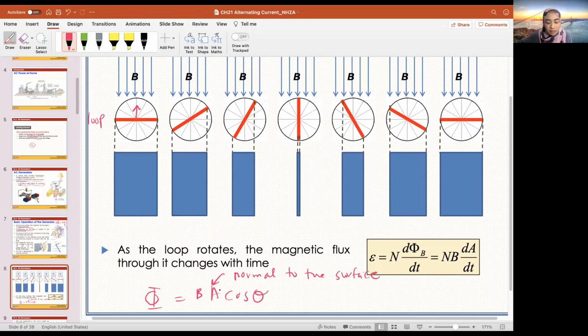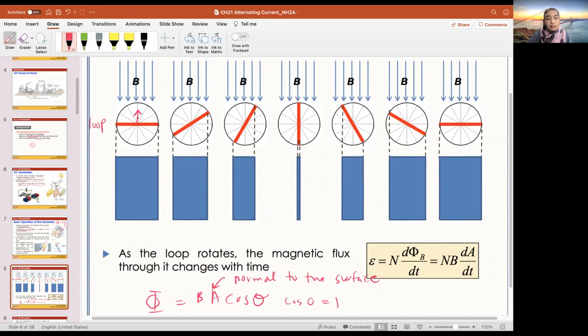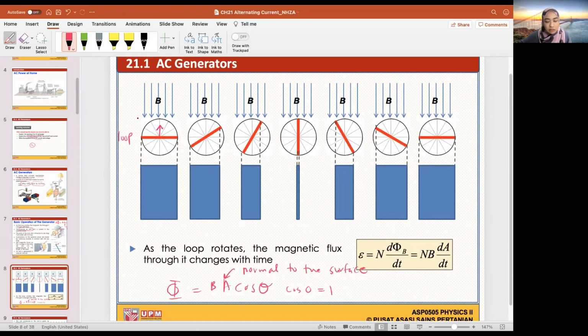So when B and A are completely aligned, cosine theta is basically cosine 0, and this is equal to 1. So it's the maximum. So when the normal of your area is parallel to your B, or even the opposite, you will get a lot of B interaction with A. So what it means is, okay, the box is big, which means there's a lot of magnetic flux.